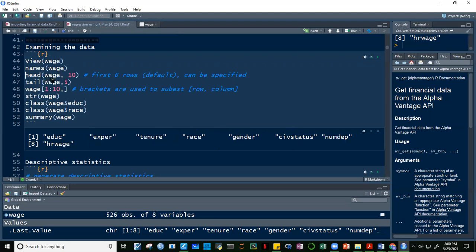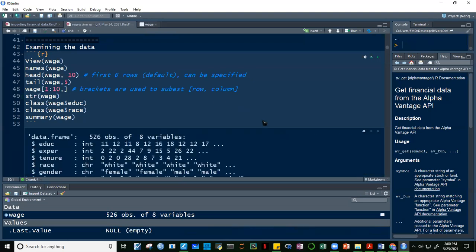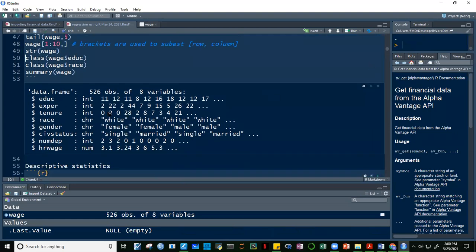Let's dispense with head and tail, wage, brackets lang naman yan. Tapos structure. Okay, so ito ini-explain lang kung ano yung laman ng wage data set natin. Integer, si education, experience, tenure, race, gender, civil status. These are categorical variables. Particularly factors, no? Pwede silang magamit na factors. And then number of dependents and hourly wage, which is the variable of interest. Ito yung gusto nating ma-predict or ma-model.